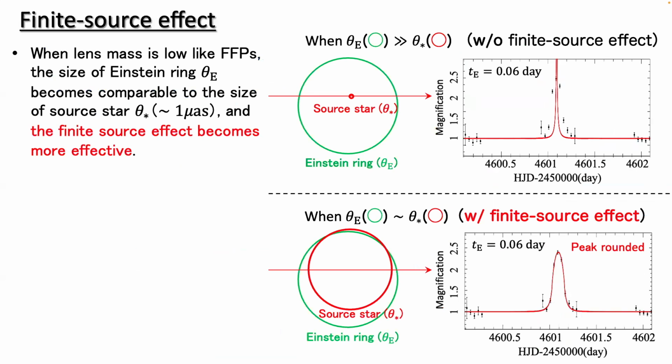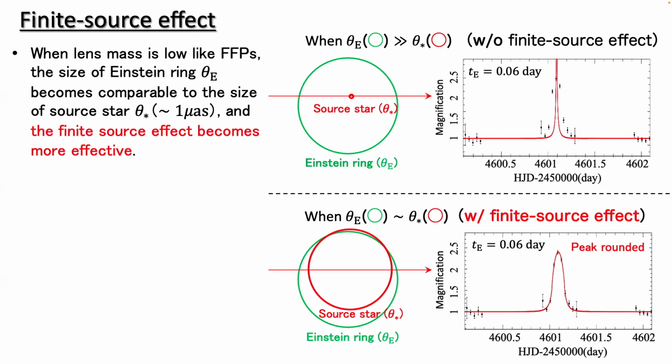Okay, so let me introduce the finite source effect. This was already explained by Chemek and Taka, but when the lens mass is low, like an FFP, the size of the Einstein ring, theta E, becomes comparable to the size of the source star, theta star. So the top shows the case where we don't consider the finite source effect. In this case, the source size is much smaller than the Einstein ring, and you can see this sharp shape of the light curve.